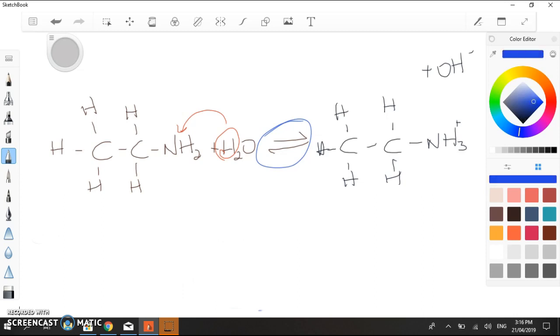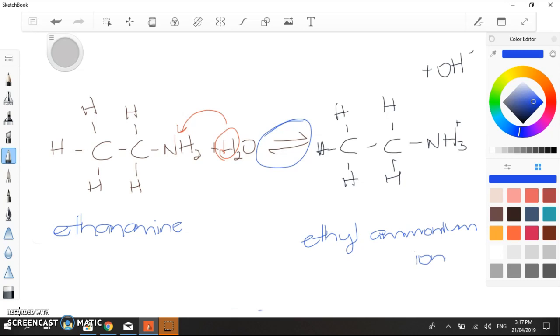Now, to name these things, it's not as bad as you think. Well, maybe it is, I don't know. But this one here, I would always call ethanamine. Eth because there's two carbons, an because there's a single bond between them, amine because there's an amine group. This thing here is going to be known as ethyl ammonium ion. Ethyl again because there's two carbons. So that's what we're talking about with those.